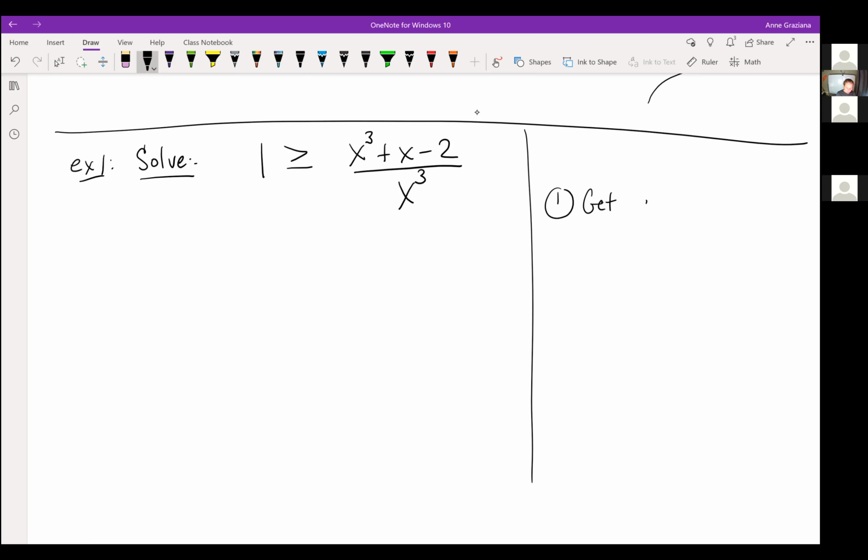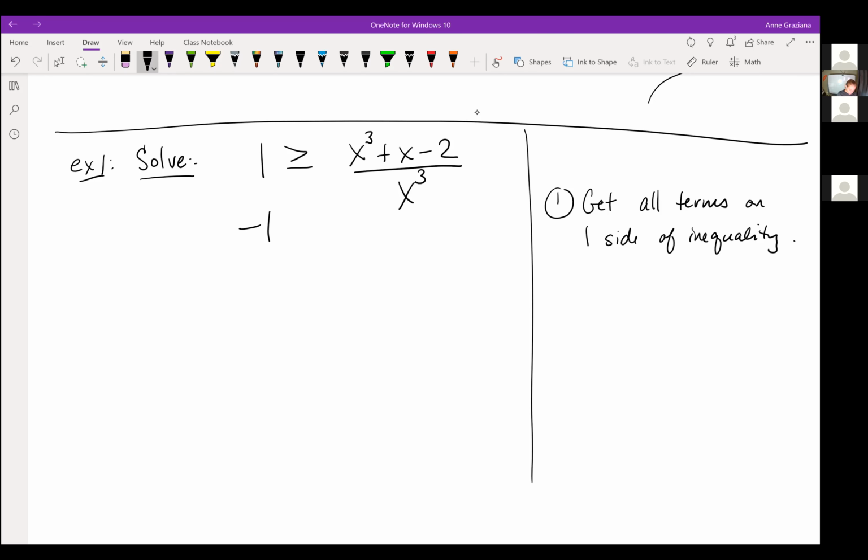So step one: get all terms on one side of the inequality. Even though it would probably be easier to subtract the 1, we can do that. Let's do that. I want to show you something anyways.